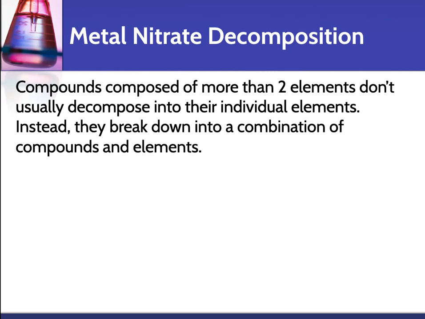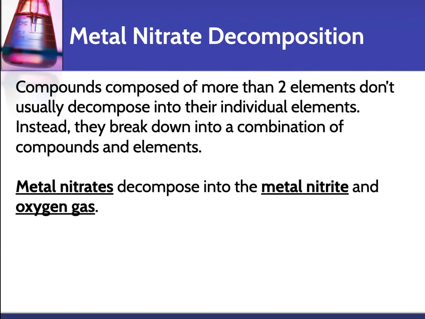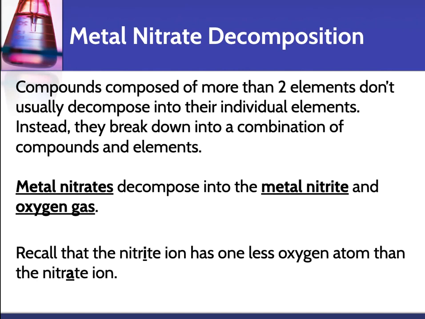So here we're starting to deal with compounds that have more than 2 elements, so not binary compounds. If you have something with more than 2 elements, they're not usually going to decompose into all their individual elements. Instead, they're going to break down into some combination of compounds and elements. So specifically, metal nitrates decompose into the metal nitrite and oxygen gas. And recall that the nitrite ion has 1 less oxygen atom than the nitrate ion.